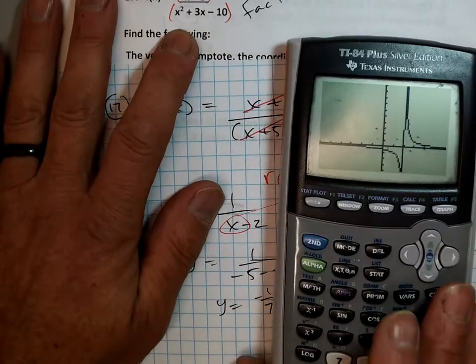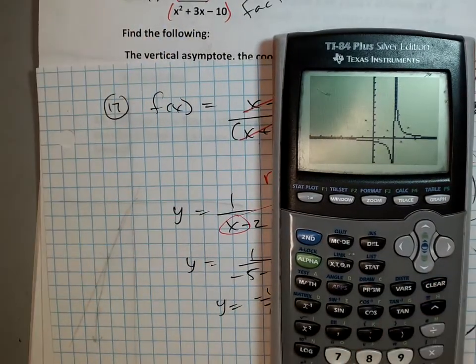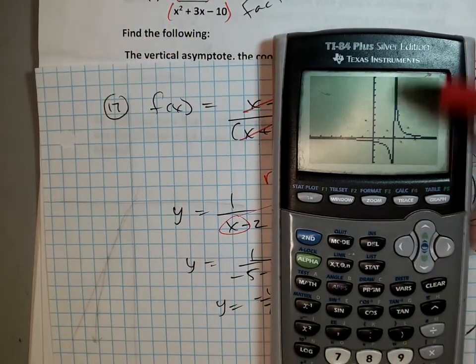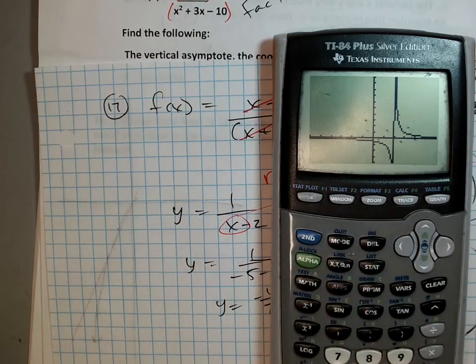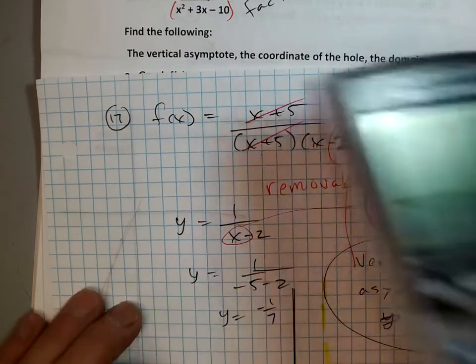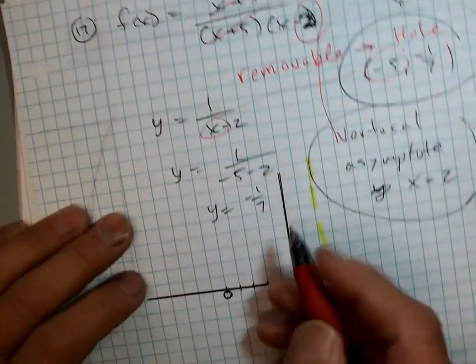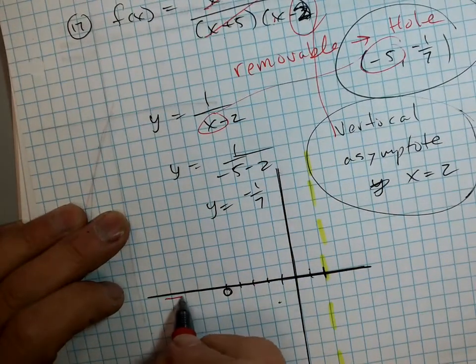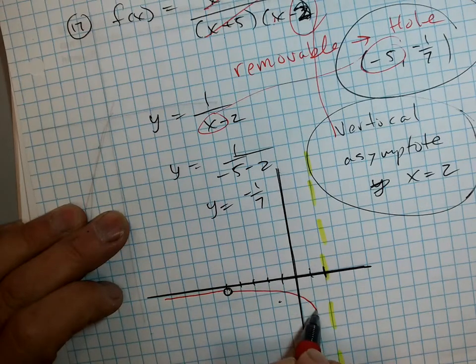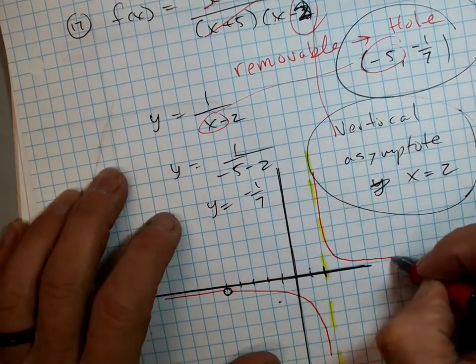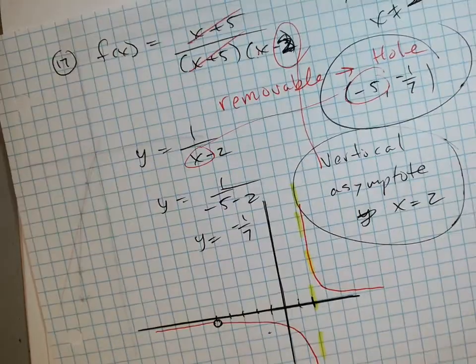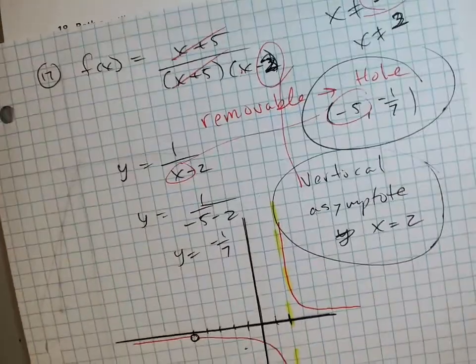Okay, that kind of looks like what I thought it would look like. I got an asymptote at 2, right? And now my hole, I can't see it because it's so small, right? But I'm just going to draw it in. So here's what my graph looks like. All right? Everybody have that?